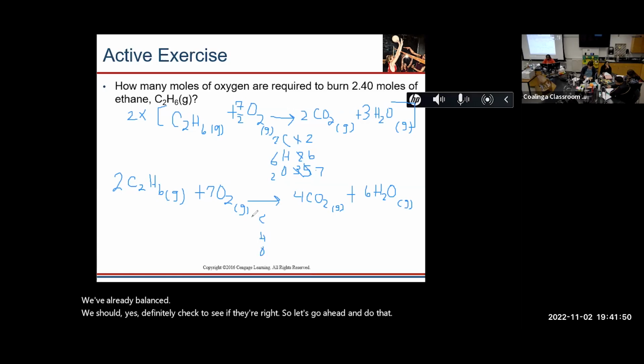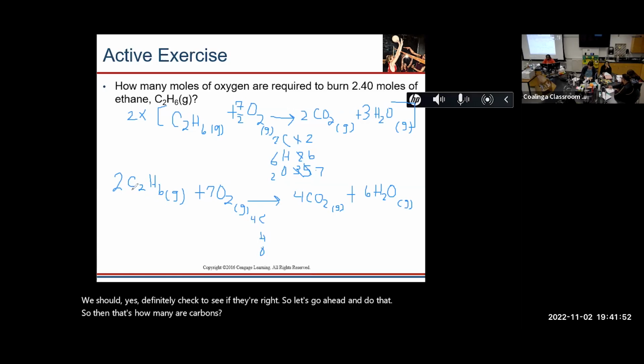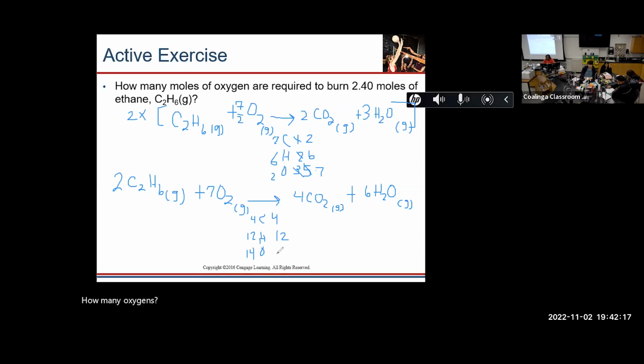Okay, so how many carbons? How many hydrogens? 2 times 6, 12. How many oxygens? How many carbons? How many hydrogens? How many oxygens? 14. Okay, so we're good. Now we know it's balanced.